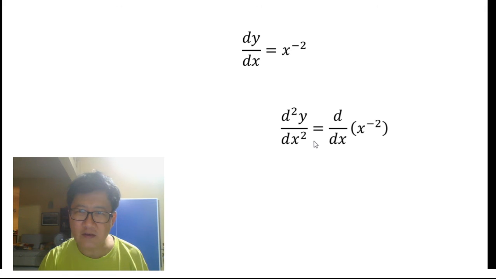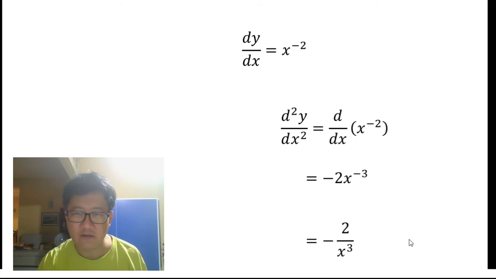So d squared y dx squared equals the differentiation of this. When we differentiate this, we bring down the minus 2, and minus 2 minus 1 is minus 3. So it's minus 2x to the power minus 3. We can expand this, and we say that it's minus 2 over x to the power 3. This is our answer here.